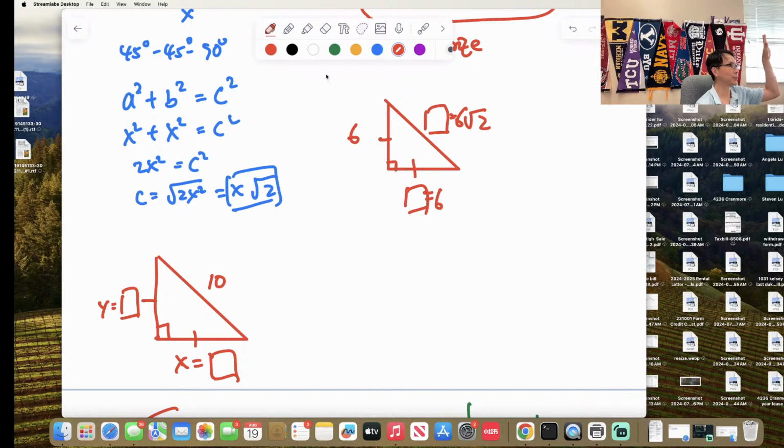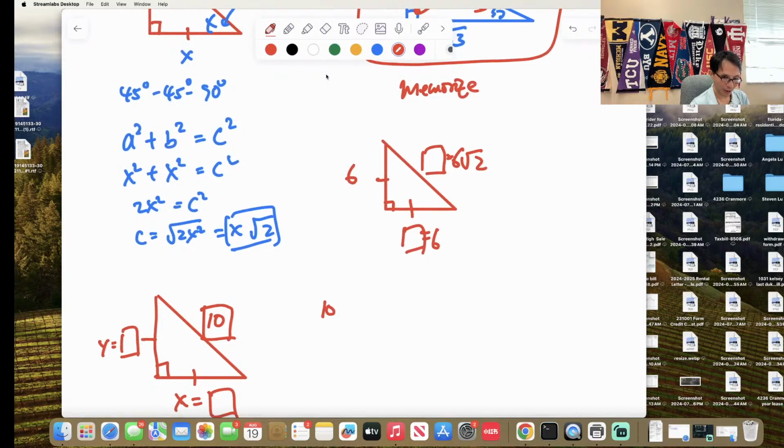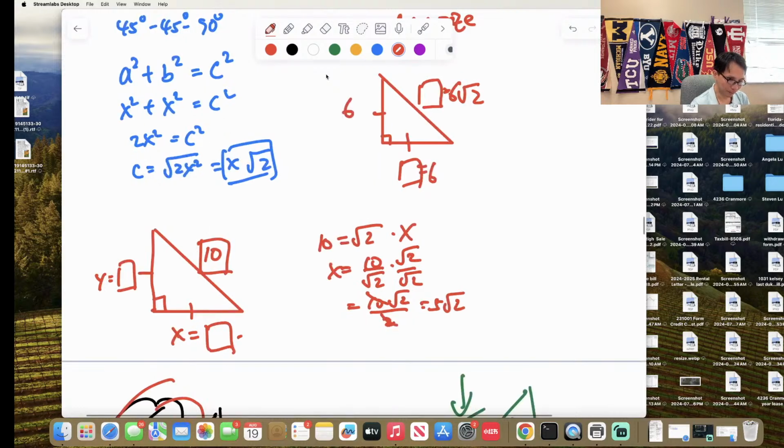How many of you guys got 5 root 2? Okay, so if you didn't know, you take this 10, you set it equal to this ratio here because that's hypotenuse. So you say 10 over square root 2 times x. So x equal to 10 over root 2. And you rationalize it. So it'll be 10 root 2 over 2. And that's going to be 5 root 2. So that's why it's 5 root 2 here. And this is 5 root 2 here. Does that make sense? Very easy SAT question. I promise you some SAT.